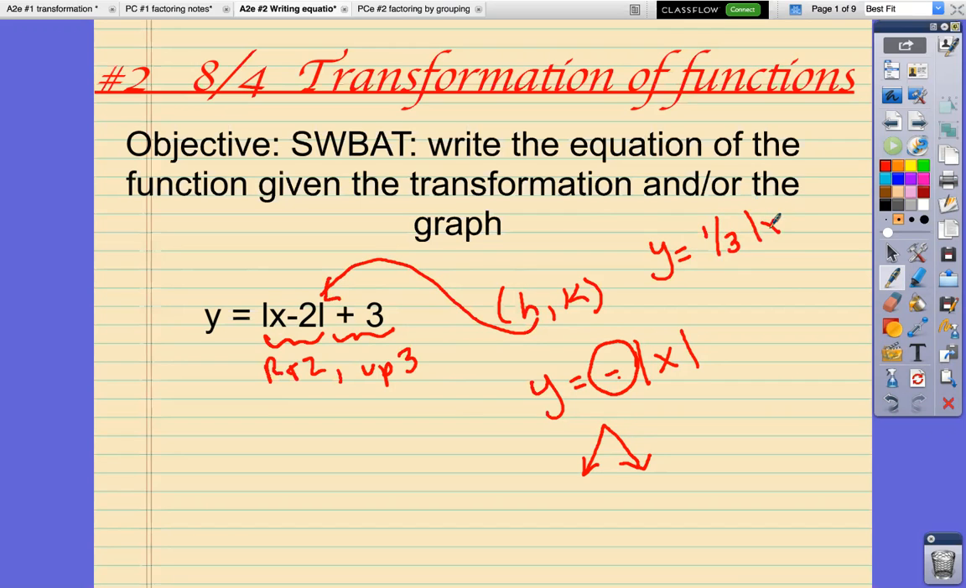Last thing, how would I say something like this? 1/3 absolute value of x. What's this 1/3 doing to it? It shrinks it. So that means it's going to be wider. So it's going to look more like that. If this were like a 4 times the absolute value of x, now it's going to be a stretch and it's going to be a lot more skinny. It's going to look something more like that.